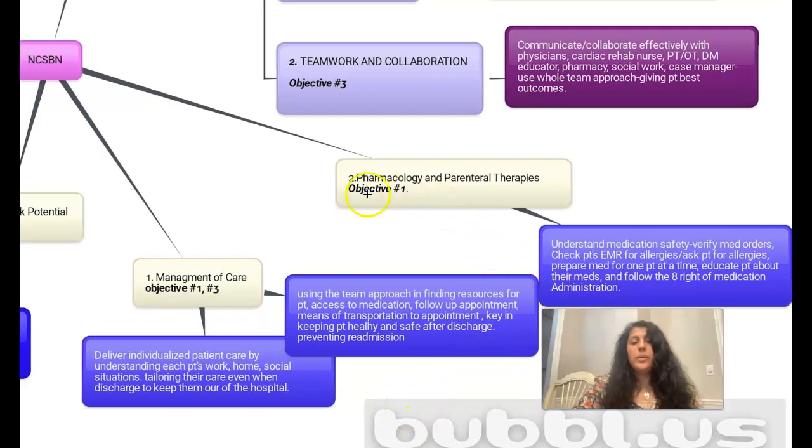And then the second category is pharmacology and parenteral therapy. This supports objective number 1, that the baccalaureate student will understand medication safety, verify med orders, check the patient's EMR for allergies, ask the patient about allergies, prepare meds for one patient at a time to prevent errors and mistakes, educate the patient about their medication, and follow the 8 rights of medication administration.